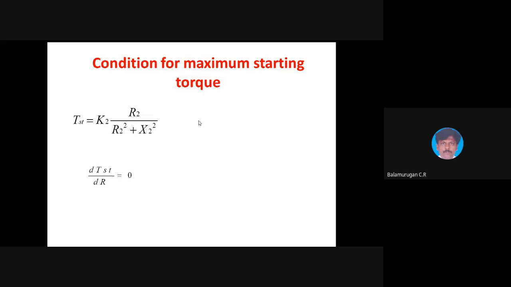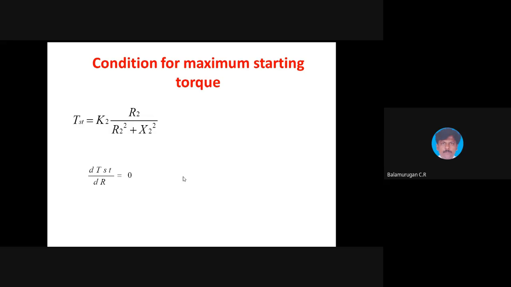During the starting period, the resistance is going to be changed. If it is a slip ring induction motor, you can add external resistance to the rotor circuit. Or you can add the resistance on the stator side, so there may be a change in the rotor value. So with respect to the resistance R, we are going to differentiate this equation. Can you solve this equation and tell the answer? What is the condition for maximum torque? You can apply the U by V method and tell the answer. What is the condition for maximum torque? If you differentiate this with respect to resistance, you will get the answer.